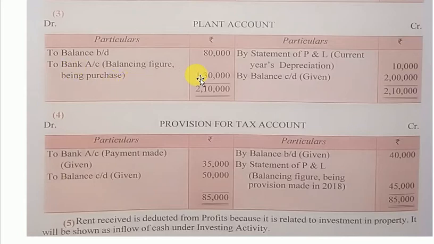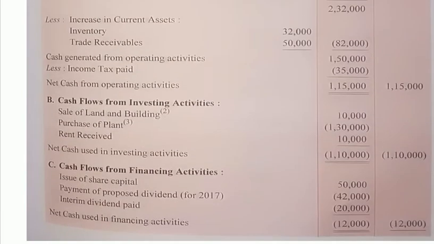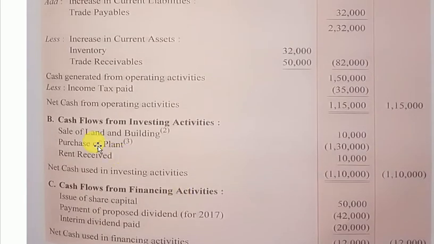Now, this purchase of plant will be an outflow of cash in investing activity, so it will be subtracted in investing activity. So let us go in investing activity and see both the amounts. You see here purchase of plant 1,30,000. This is subtracted. This is a negative figure, whereas land was sold, so sale of land is a positive figure, which is 10,000. So this is added. This is subtracted. I hope you have got my point.